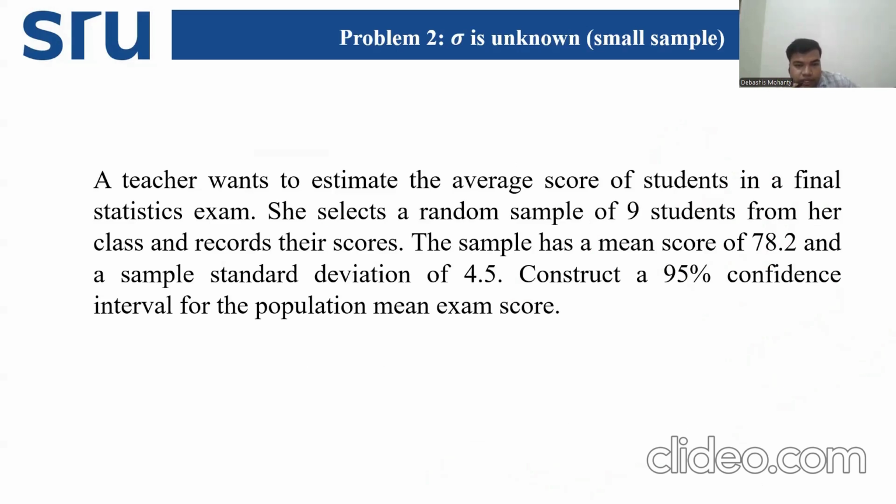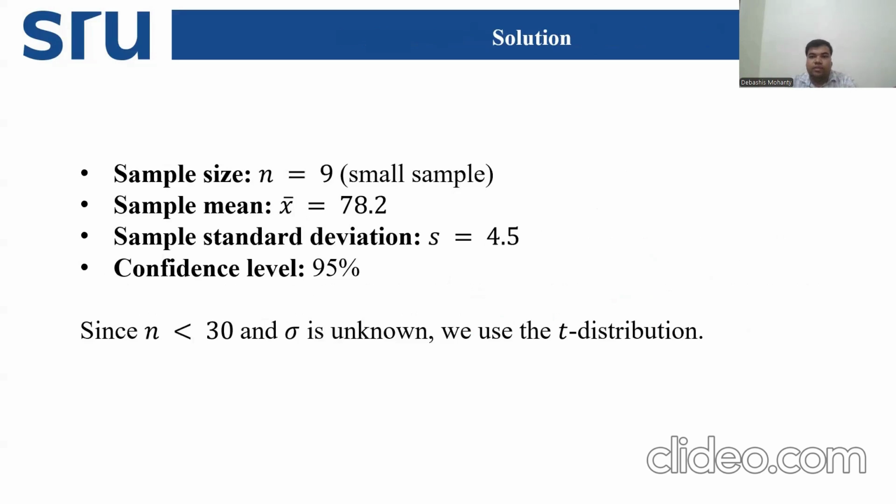Read the question. A teacher wants to estimate the average score of the students in a final statistics exam. She selects a random sample of 9 students from her class and records their scores. The sample has a mean score of 78.2 and sample standard deviation of 4.5. Construct a 95% confidence interval for the population mean score. That is very important, students. Here 9 students is the sample size, the mean is given as 78.2, and the sample standard deviation is 4.5, since the population standard deviation is unknown. 95% confidence is given.